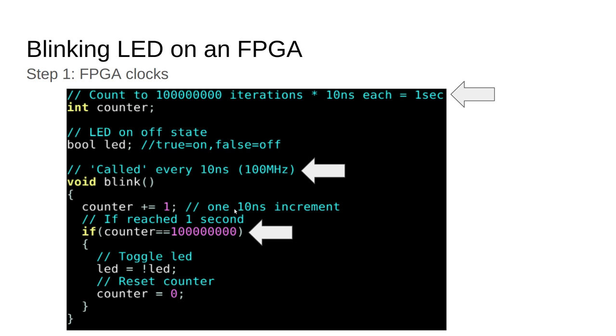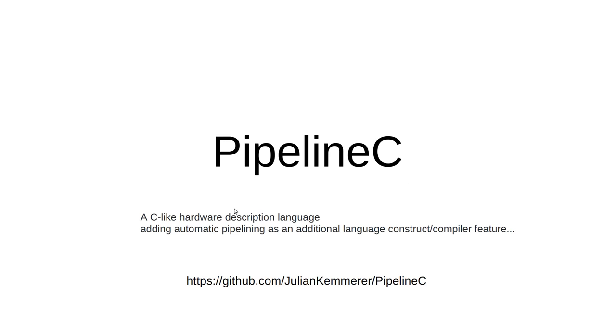Can you go and compile this code? No. But there's PipelineC, which has this GitHub you can go check out, and it's a C-like hardware description language. So let's get on it.